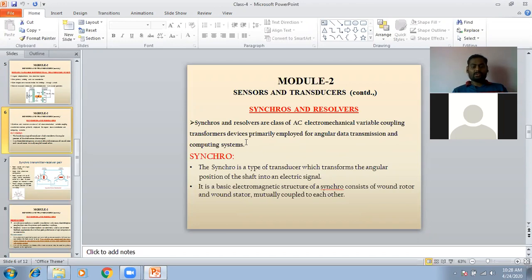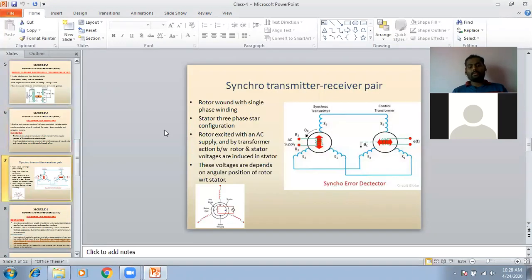And always, these synchros are used in this manner. These are called a synchro transmitter-receiver pair. For example, if you are in the class and in the machines lab there is some machine rotating, you can measure the angle made by the shaft of that particular machine while sitting in the class, right? So this is a transmitter, and this is a receiver.